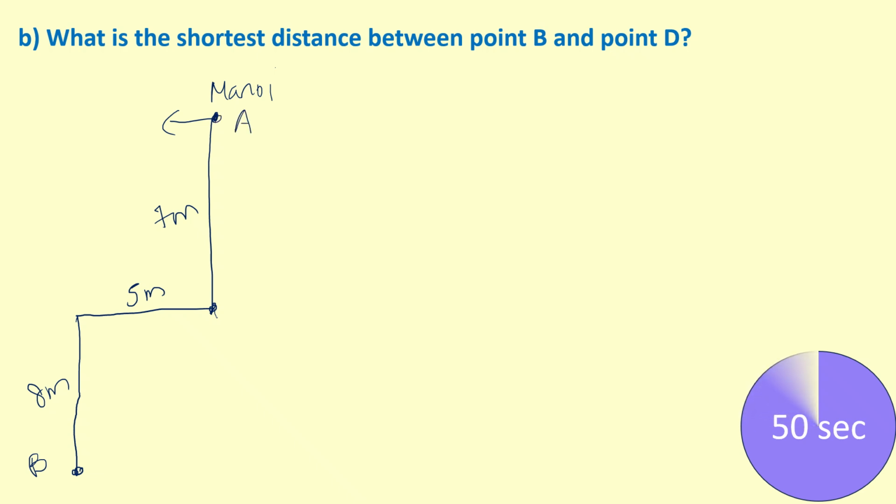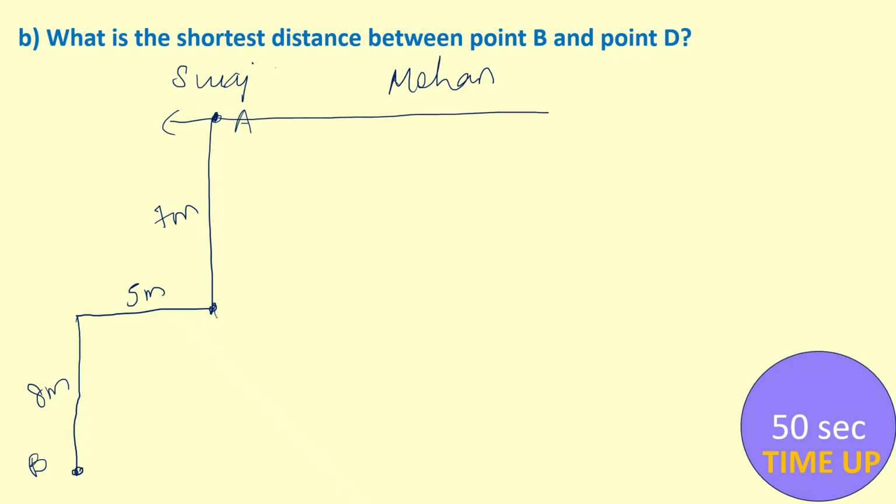Sorry, this is your Suraj, correct? First one was Suraj. Okay, time up, students. Hope you got the shortest distance. Okay, so Mohan also starts from that point but faces towards east, correct?